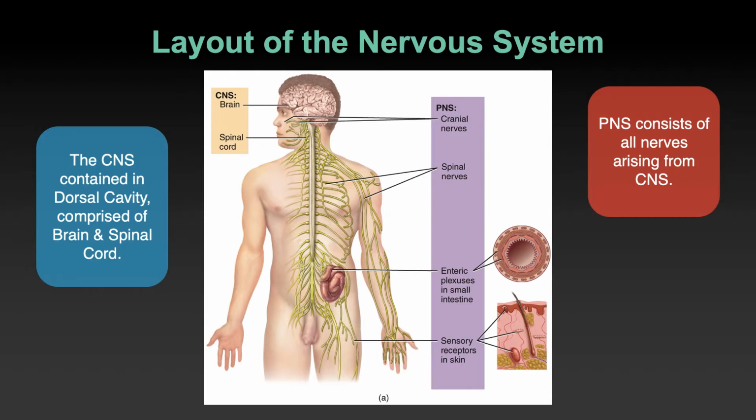As soon as a nerve leaves the spinal cord and passes between the vertebrae, peripheral nervous system. As soon as a nerve leaves the skull, leaves the cranium and goes to the face, peripheral nervous system. It's everything else. That's a catch-all term.